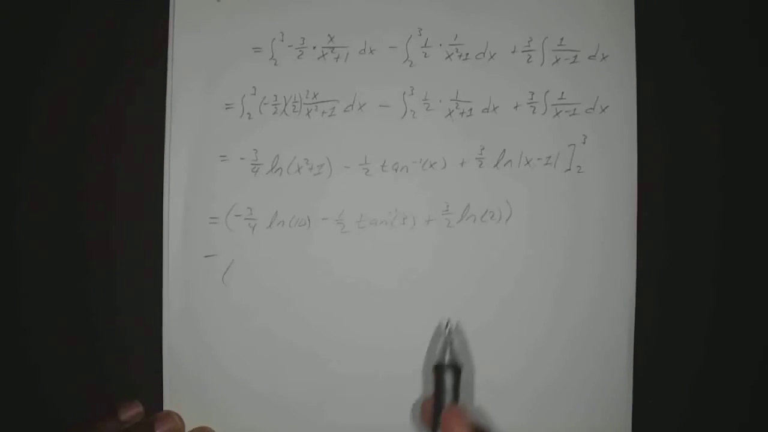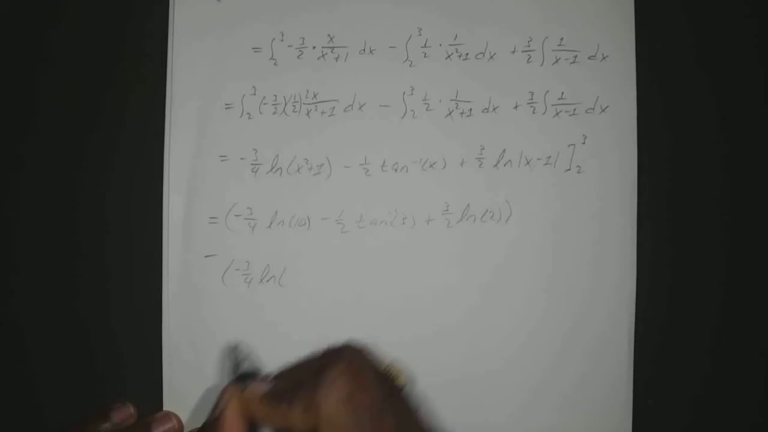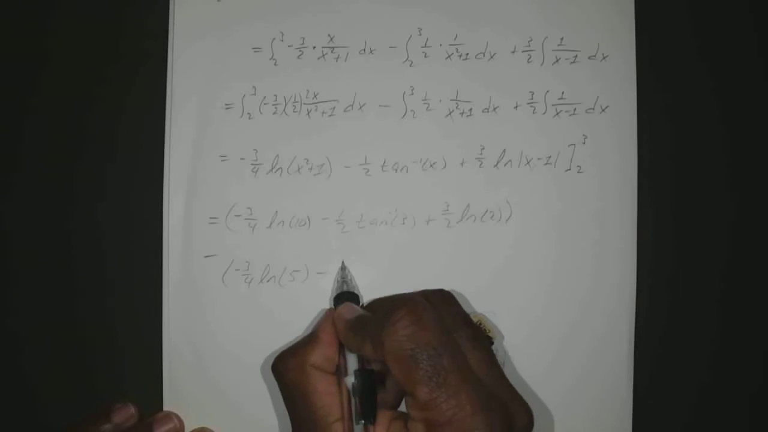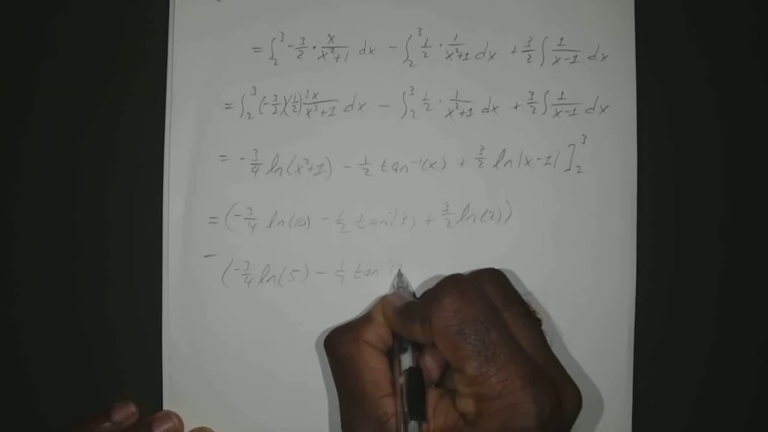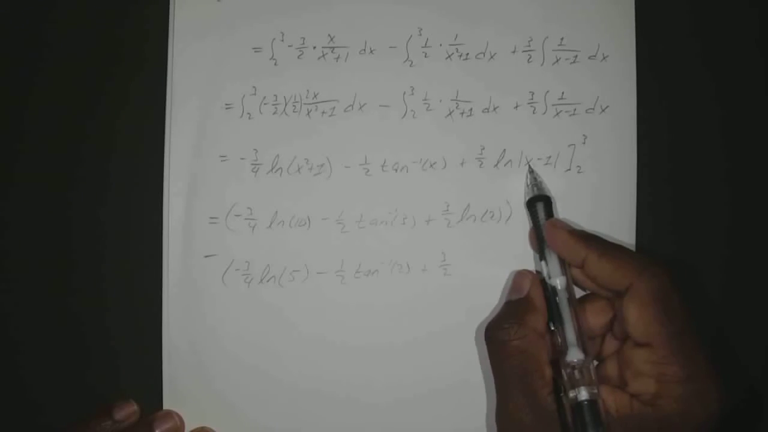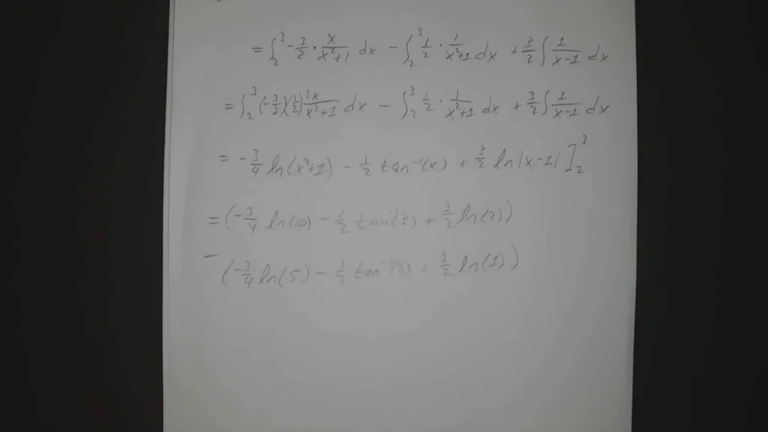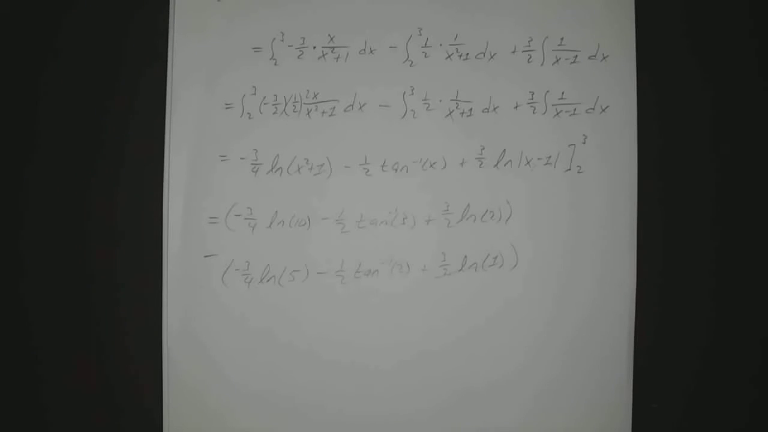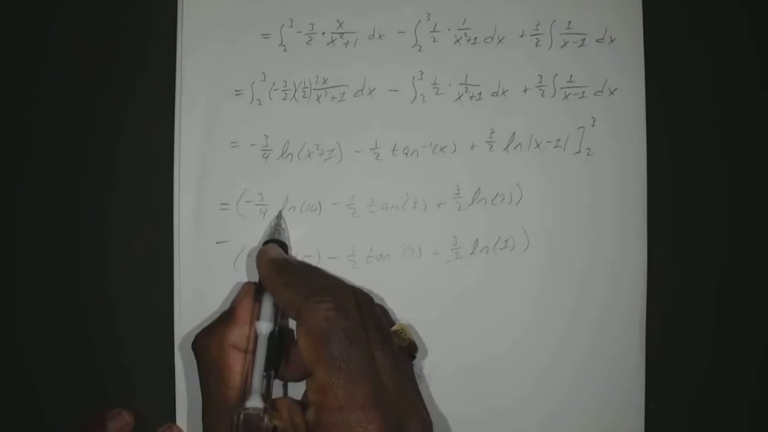Minus, plugging in 2, you have negative 3/4 natural log of 2 squared, which is 4, plus 1 is 5, minus 1/2 tangent inverse of 2, plus 3 over 2 times the natural log of 2 minus 1, which is 1. This actually just becomes 0 since natural log of 1 is 0. That leaves us with 3 over 4 plus 3 over 4, so we can factor 3 over 4 out of these two.